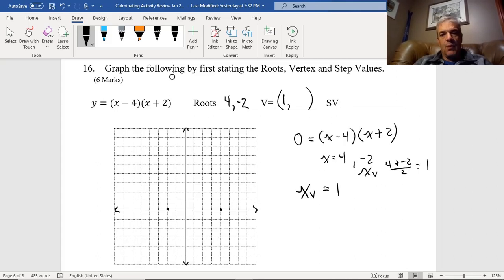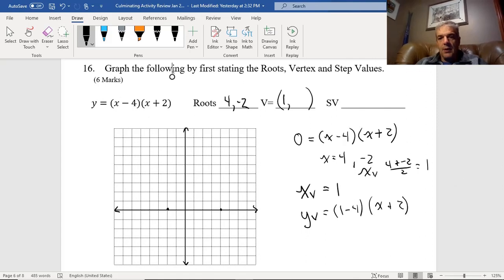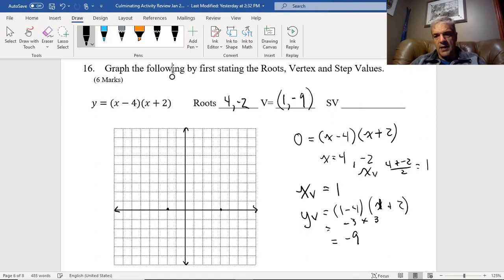Now, if I take that in, I want to find the YV, the Y value of the vertex. I'm going to put 1 in for x. 1 minus 4 times 1 plus 2, sorry, that should be a 1 there, and that would be -9. So this works out to -3 times 3, which equals -9, and that is the Y value of my vertex. When I do the math there, I just put the 1 in there instead of the x.